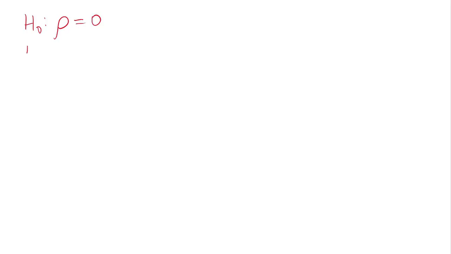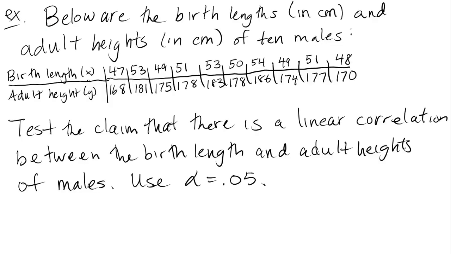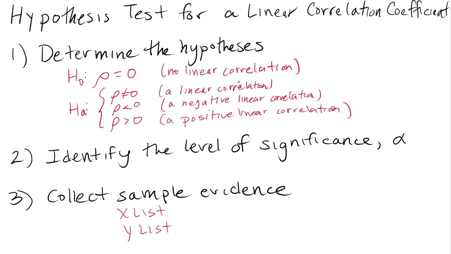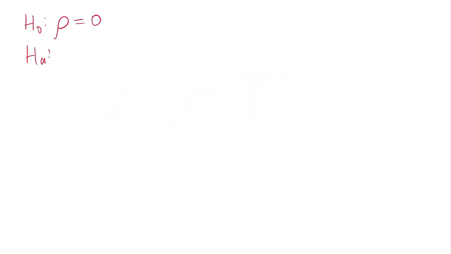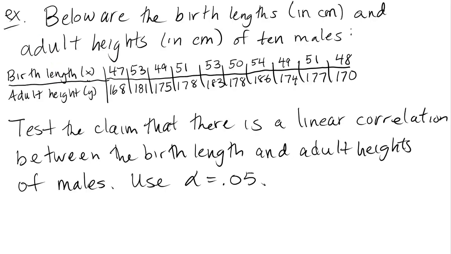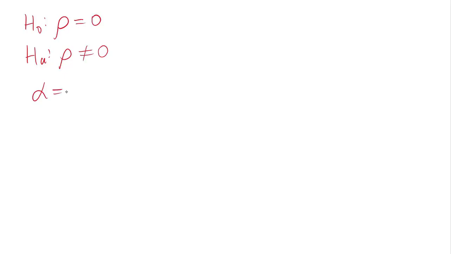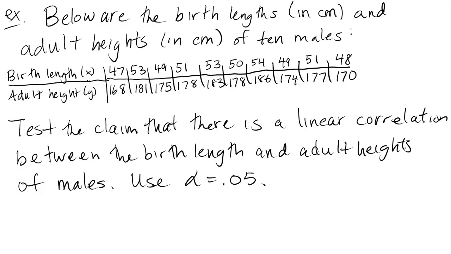The alternative hypothesis is going to contradict that in some way, and if you look back, you'll notice it doesn't specify a direction. It just says a linear correlation. So when you're testing for a linear correlation without specifying a direction, you're going to use the not equal to symbol. Step 2 is to identify the level of significance, which we denote by alpha. It's 5%, 0.05. Step 3 is to collect the sample evidence, but the sample evidence is just the raw data that was given to us.